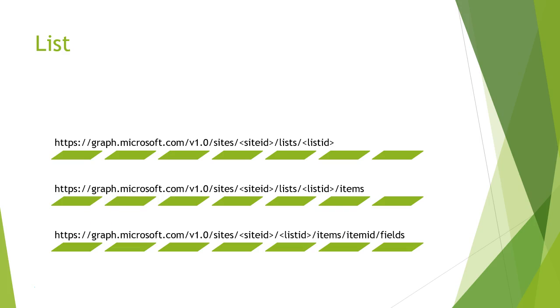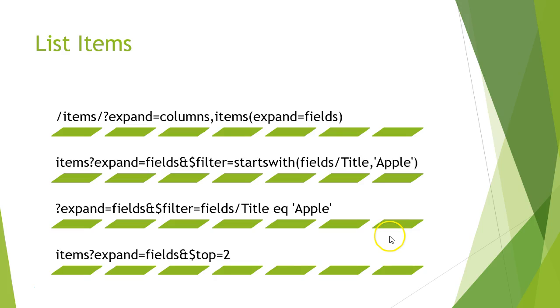So overall, any list query in the Graph mostly has the list followed by the list ID, and if you're manipulating the items, you need to use the items keyword at the end. And if you are working with the fields updation, you just need to use the fields keyword.